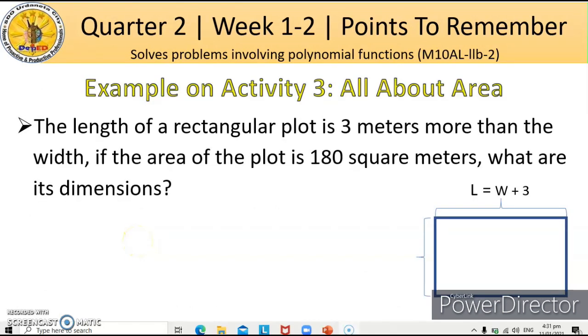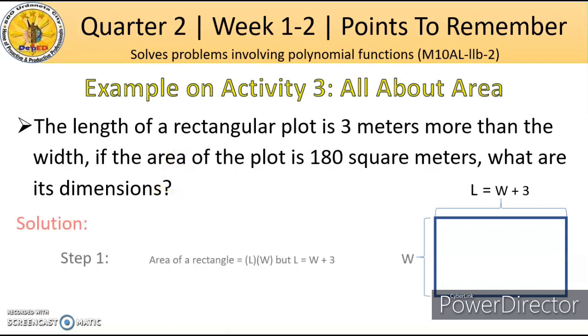Let us now proceed to the example on Activity 3, all about area. The length of a rectangular plot is 3 meters more than the width. If the area of the plot is 180 square meters, what are its dimensions? So our solution, we have Step 1. The area of a rectangle is equal to length times width, but the length is equal to W plus 3 because it is stated that it is 3 meters more than the width.